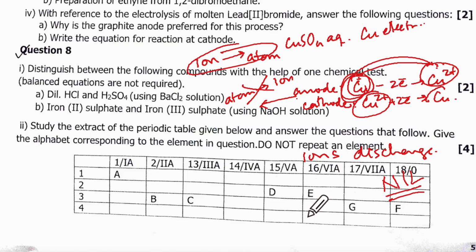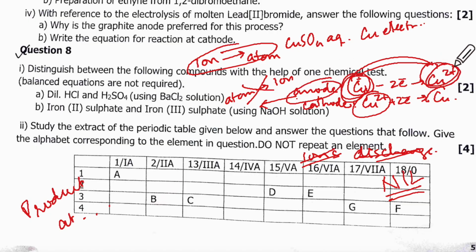Understanding? Yes. But if they say the product at anode and cathode, then at anode the product is copper 2 plus ion. Understanding? What is the product at cathode? Neutral atoms of reddish brown copper metal. Make sure that you write color also. Did you understand the difference just now what I mentioned?